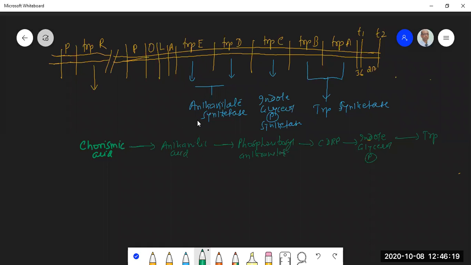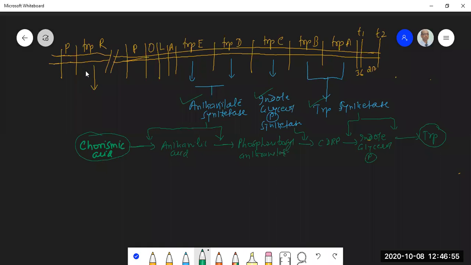All right. The first two reactions are catalyzed by anthranilate synthetase. This reaction is catalyzed by indole glycerol phosphate synthetase. And the last two reactions are catalyzed by tryptophan synthetase. So that is how chorismic acid is converted to tryptophan using the three enzymes: anthranilate synthetase, indole glycerol phosphate synthetase, and tryptophan synthetase. Chorismic acid using these intermediates is converted to tryptophan, right?